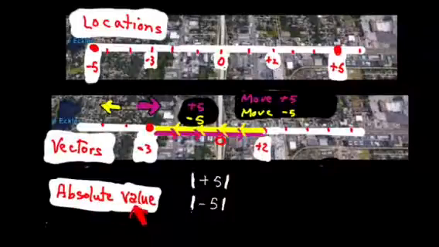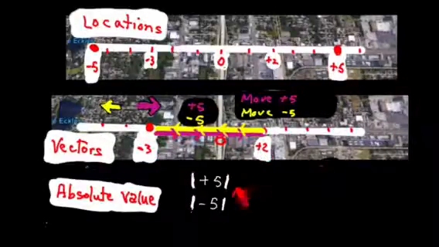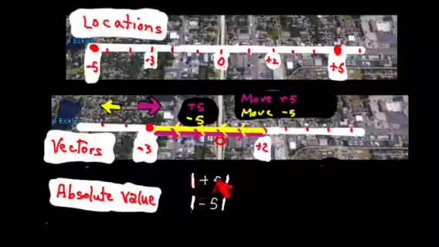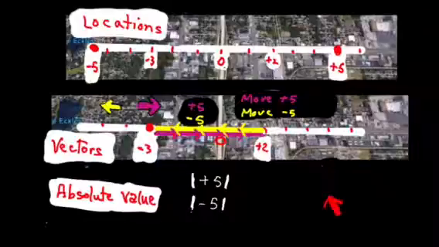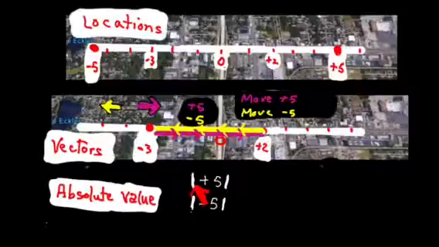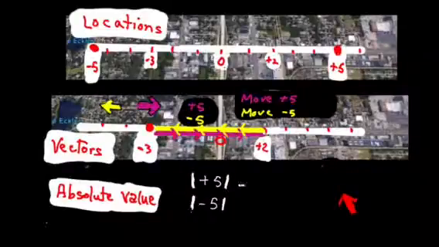Absolute value is referring to the distance between two locations. The absolute value is not interested in direction. The vector going from -3 to +2 is +5. Put these symbols around it and we're only referring to the distance and not the direction. These 2 straight lines are called absolute value. It means the distance, the length of this vector, which is equal to 5 units.